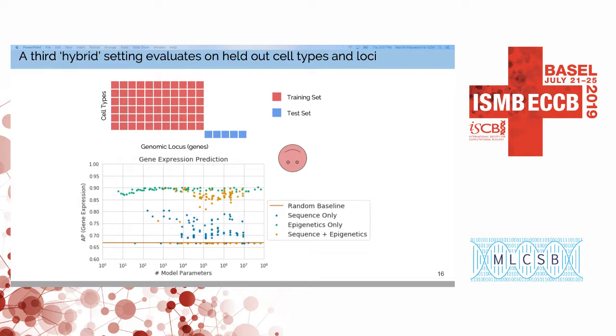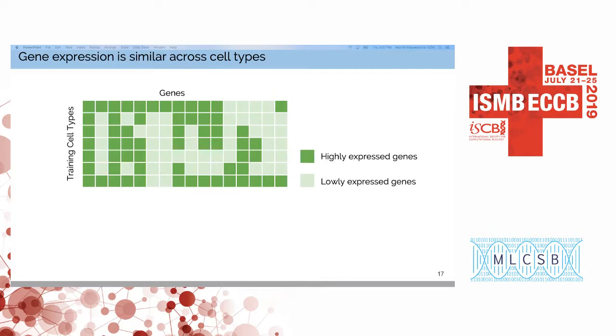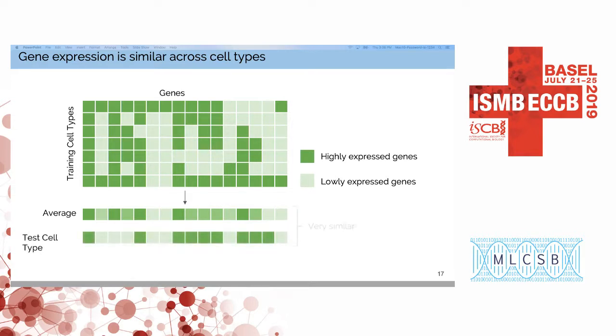We have epigenetics in the middle there. If we look at the gene expression values, you might get a table that looks something like this, where the dark green are the highly expressed genes and the light green are the lowly expressed genes. What you'll notice is that this is fairly conserved, fairly similar from one cell type to the next. If you take the average expression across all of the cell types in your training set, it seems like it would be a pretty good predictor of some new test cell type.